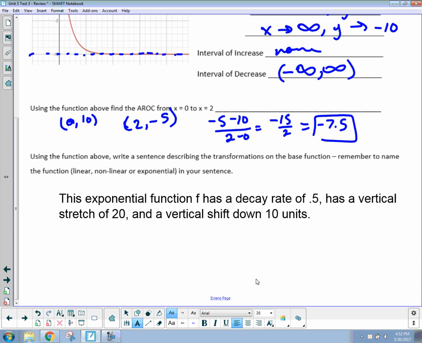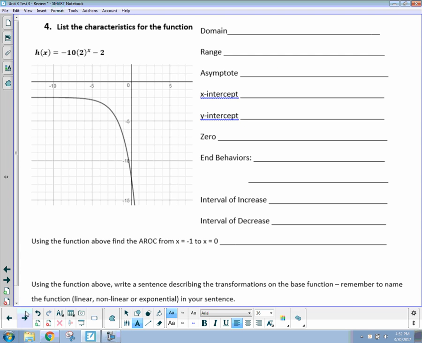Okay. Moving on. Number 4. I don't know, did we get halfway with this one? Maybe so. So again, domain is going to be all real numbers. Range, we have another asymptote right here. That's going to be negative 2, so negative infinity to negative 2. Remember, we're going bottom to the top. Asymptote, y equals negative 2. We talked about that. X-intercept, none. Doesn't touch the x-axis.